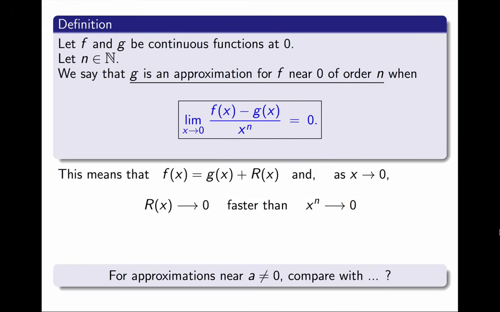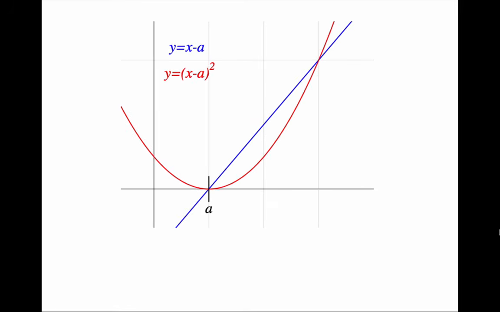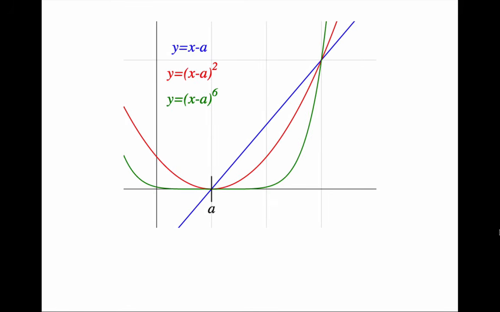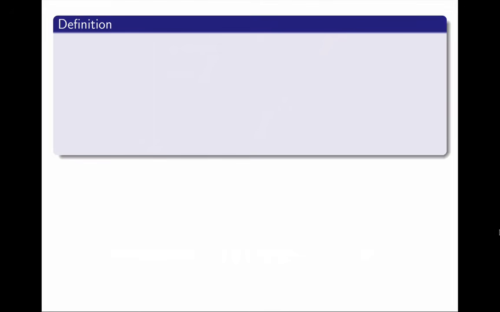This works when a equals 0. But what if I am looking for approximations near a different value of a, not just 0? All I need to do is shift the scale. Here is the graph of x minus a, which approaches 0 as x approaches a, and here is (x minus a) squared and (x minus a) to the 6th. They look the same as before. To study approximations near a, I will compare the remainder with powers of x minus a, instead of with powers of x. That is all. Other than that, the definition works the same way.